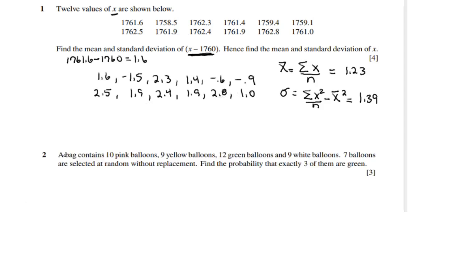Now in number 2, we've got 10 balloons in a bag, 9 yellow balloons, 12 green balloons, and 9 white balloons. Kind of think of these like the marble problems in a bag. All right, so we're going to take 7 balloons out at random without replacement, and they need to find the probability that exactly 3 of them are green.